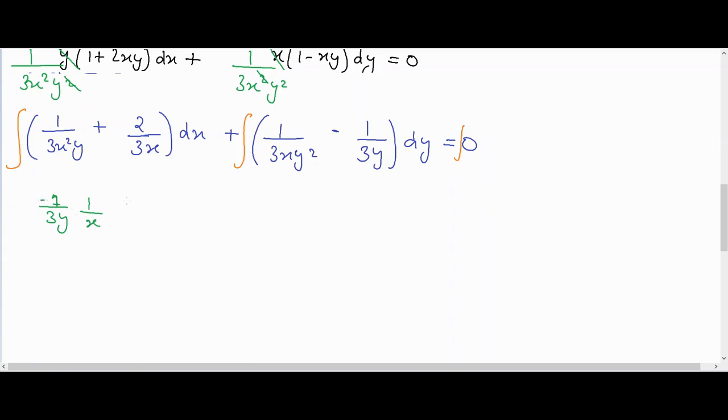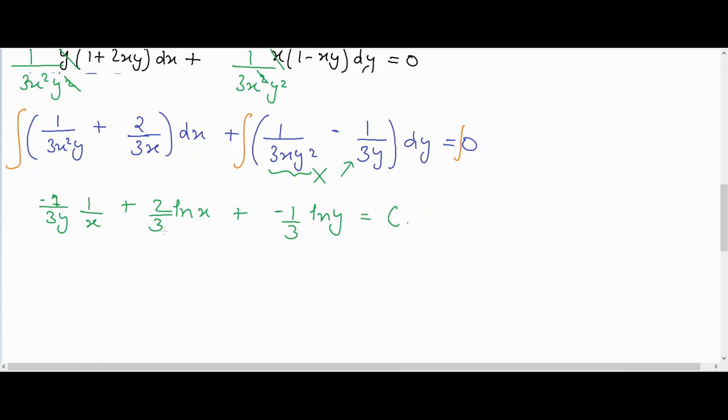so we can put this here, and in this case it is 2 by 3x, so integral of 1 by x is ln of x, simple as that, plus, now in this term there is an x, so we will not integrate this, we will integrate this term only, so this will become minus 1 by 3, and the integral of 1 by y will be ln of y is equal to some constant. Yeah. So this is basically the final answer.